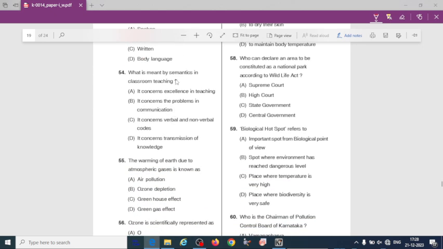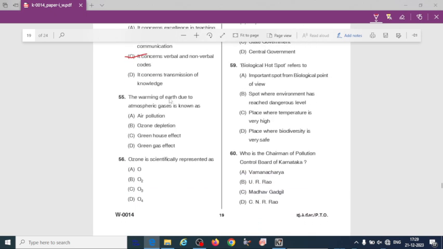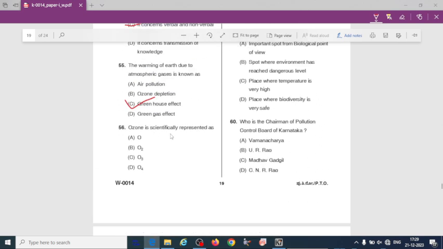What is meant by semantics in classroom teaching? Semantics. Option C. It concerns verbal and non-verbal codes. The warming of Earth due to atmospheric gases is known as air pollution, ozone, greenhouse effect, gas effect. Option C. Greenhouse effect. Ozone is scientifically represented as O3.